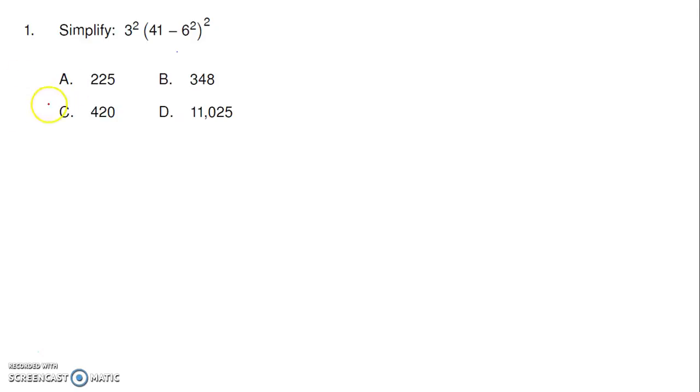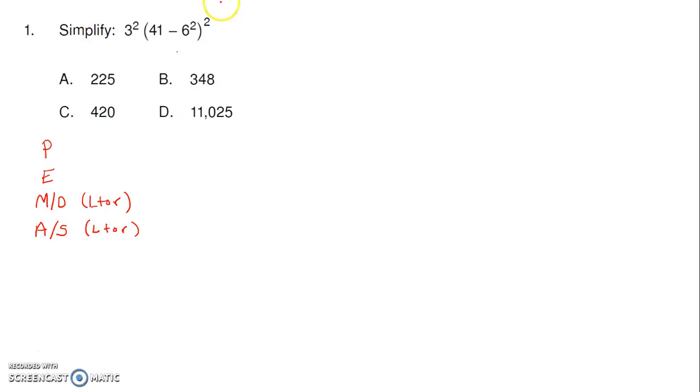Our order of operations, you might know them as PEMDAS, are parentheses, then exponents, then multiplication or division left to right, and then finally addition or subtraction left to right.